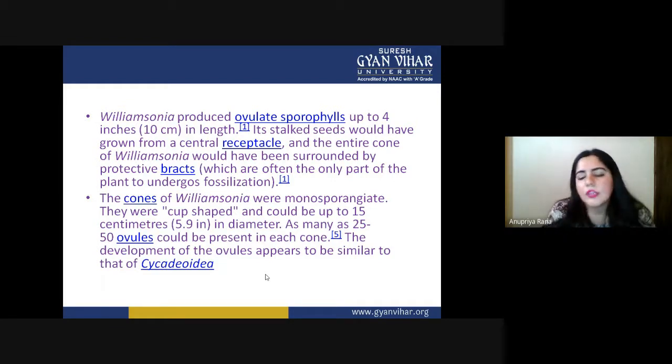So basically, two types of leaves are present. One is the fertile leaves, which are called sporophylls. Secondly, there is the sterile leaf, which performs the function of protection inside the plant.